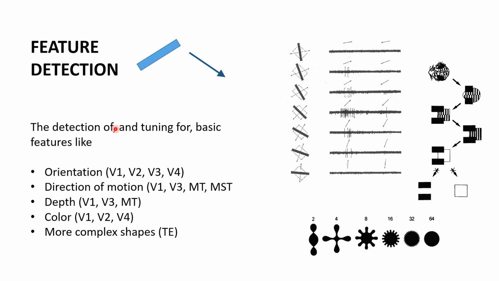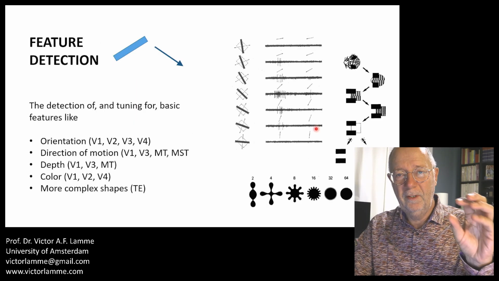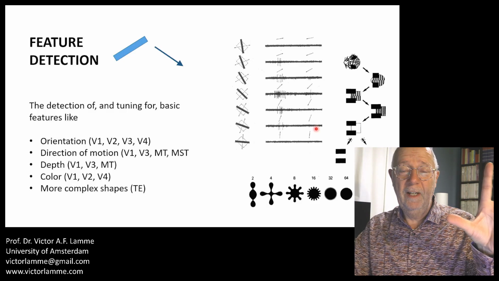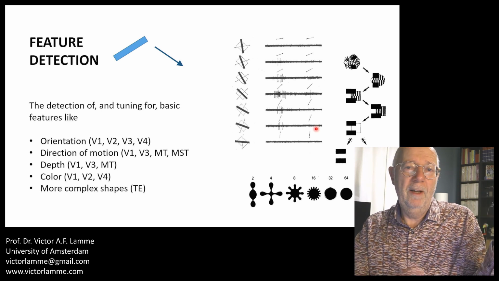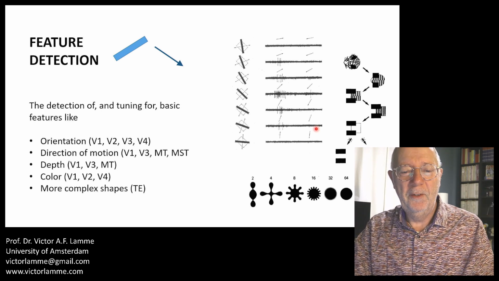So all these neurons in all these visual areas are tuned for basic features like orientation, which happens in these areas, V1, V2, V3, V4. Cells are tuned to the direction of motion, to depth or disparity rather, color, more complex shapes, etc. So that's typically what you will find in all these visual areas, that they each extract particular features from the visual scene. And they typically also do this within a very localized receptive field, although the receptive fields get larger the more forward you go into the visual hierarchy. But that's the core business, you could say, of what visual neurons are doing.